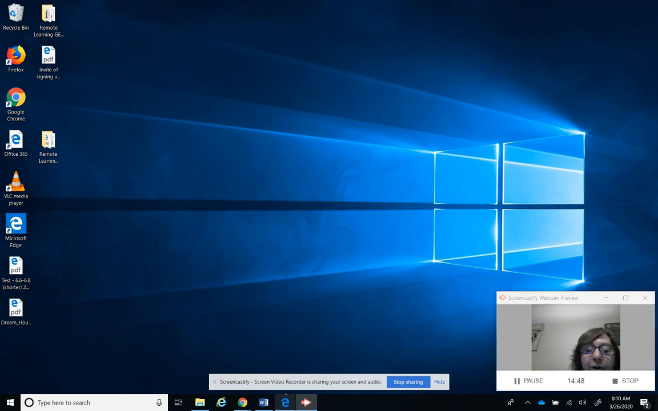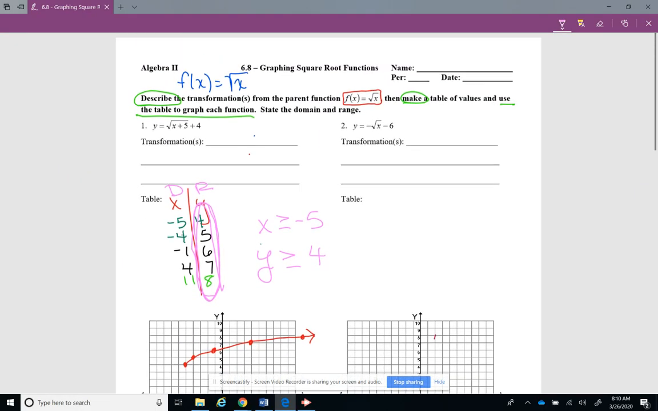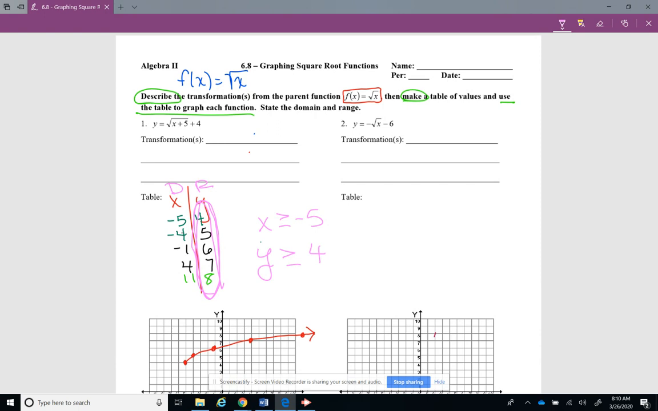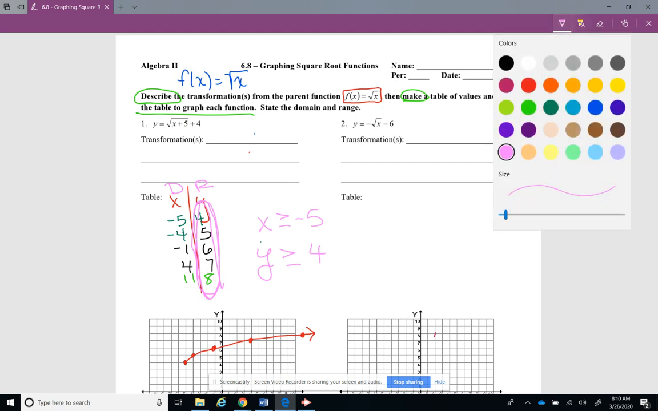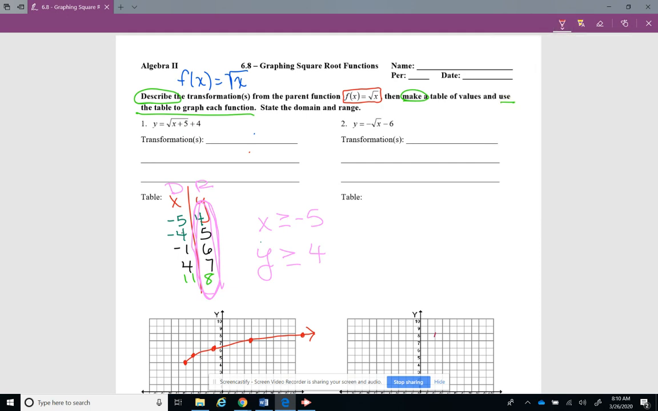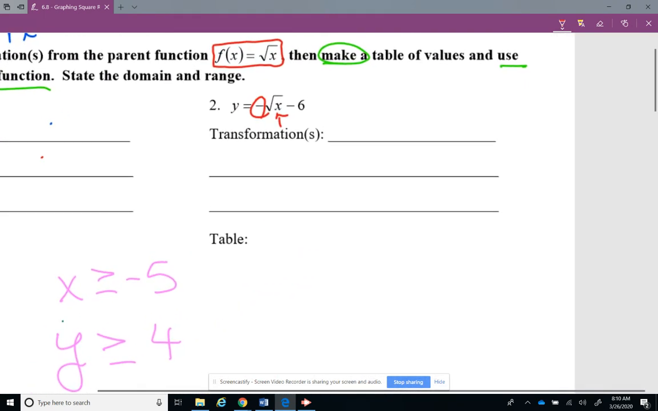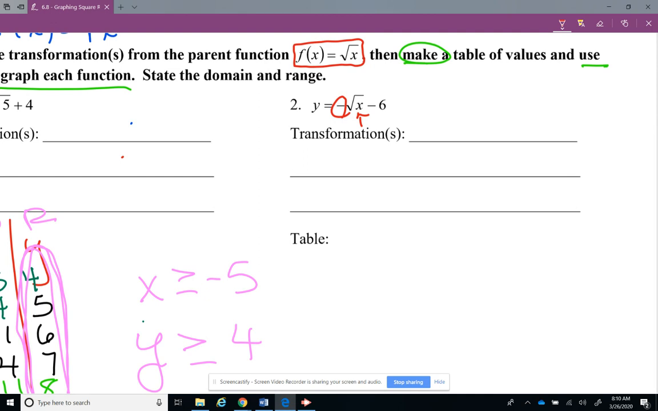All right, we're going to go to our next problem. Y equals negative radical x minus 6. And we're going to start by describing the transformation first. Now, you don't have to start on the inside if you don't want to, especially when you see that negative on the outside. That negative on the outside means it's going to be reflected. So it's going to be upside down to what we just did.